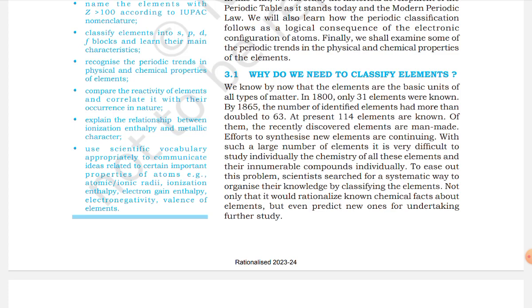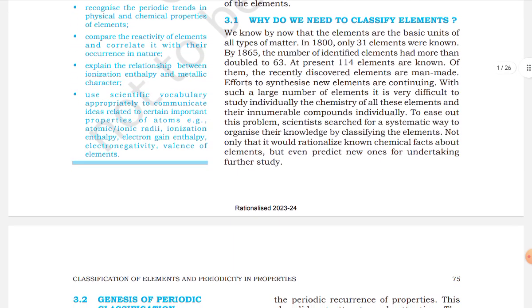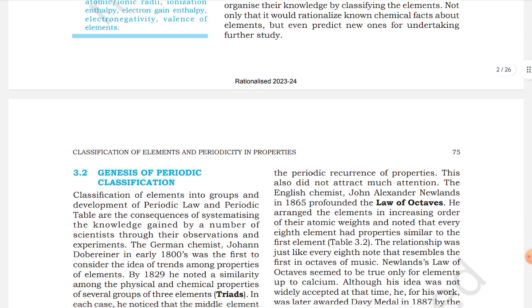With such a large number of elements, it is very difficult to study individually the chemistry of all these elements and their innumerable compounds. To ease this problem, scientists searched for a systematic way to organize their knowledge by classifying the elements. Not only that, it would rationalize non-chemical facts about elements but even predict new ones for undertaking further study.